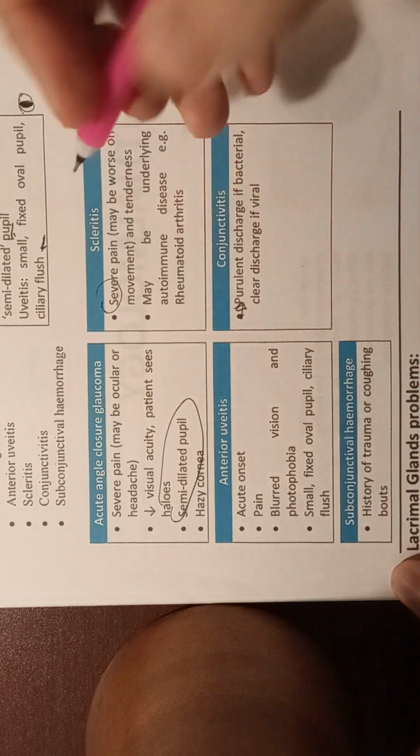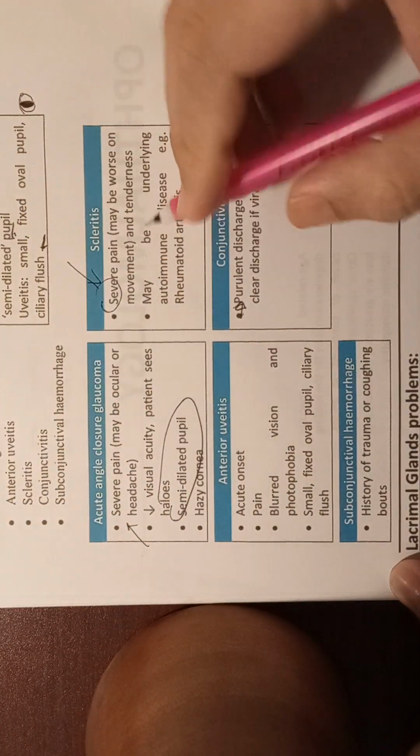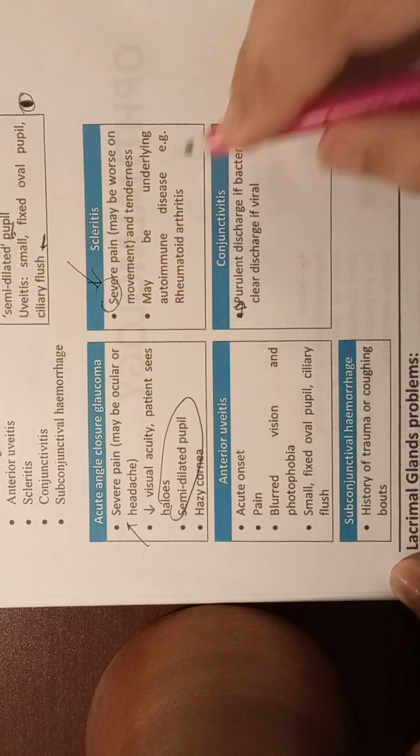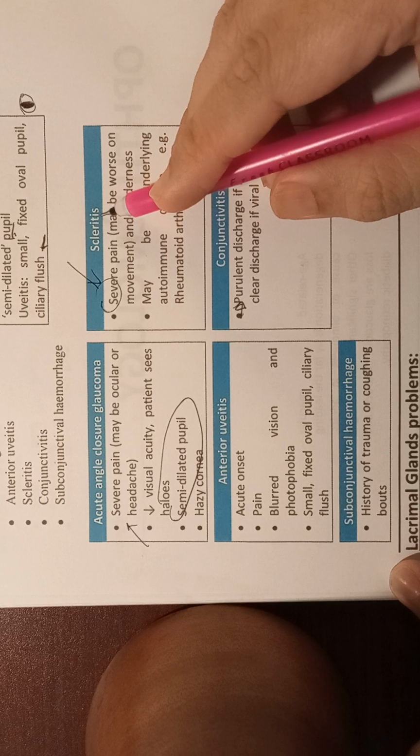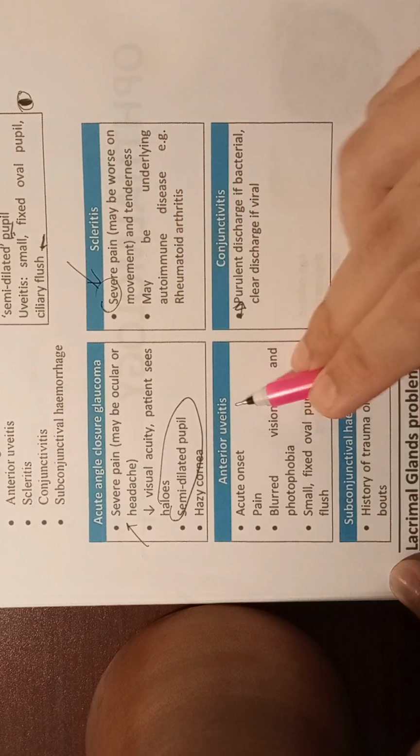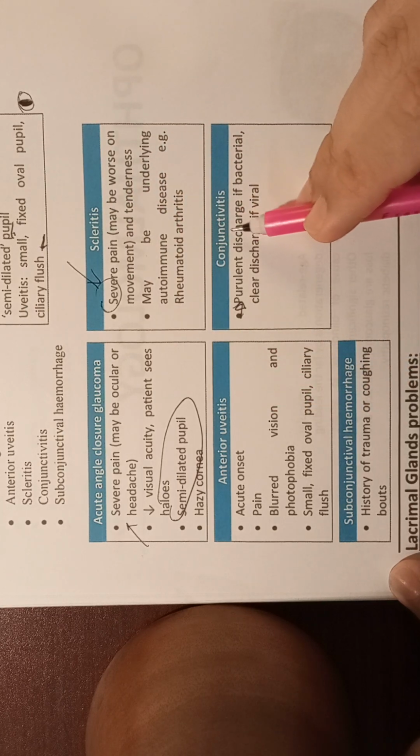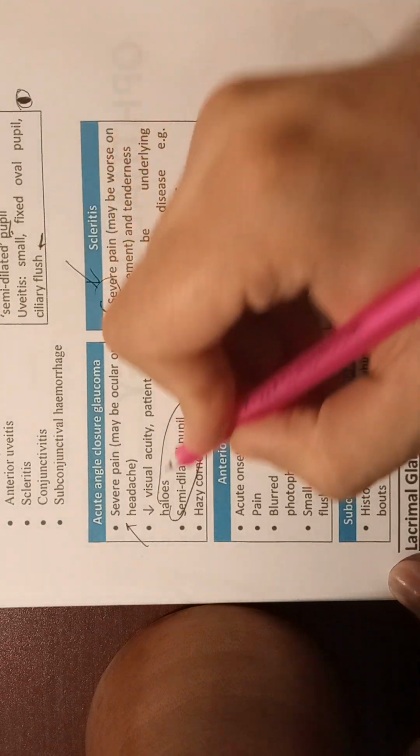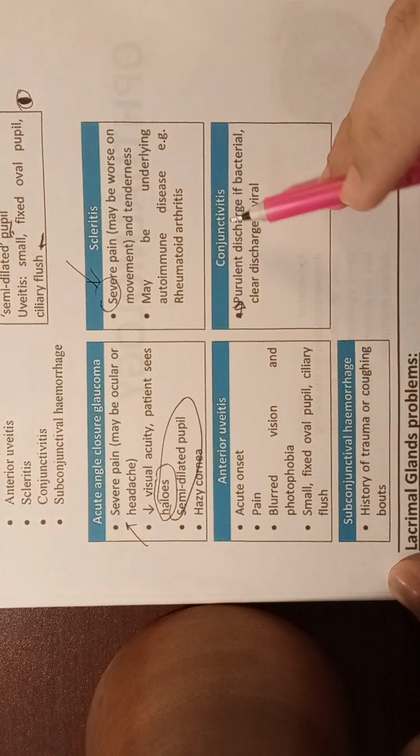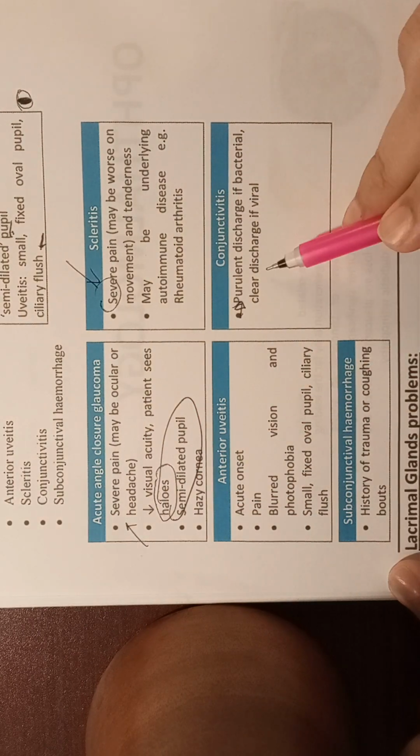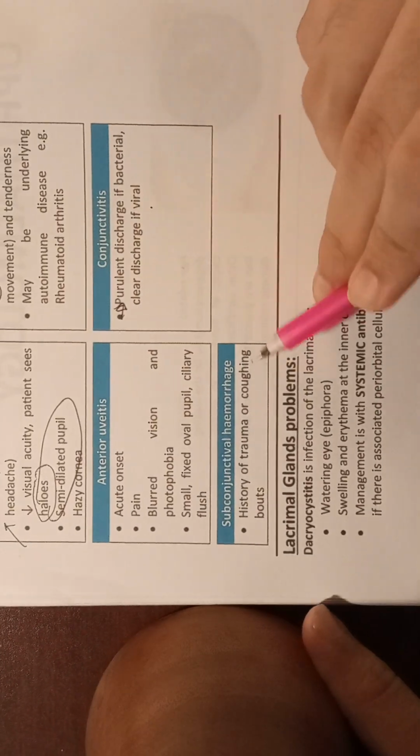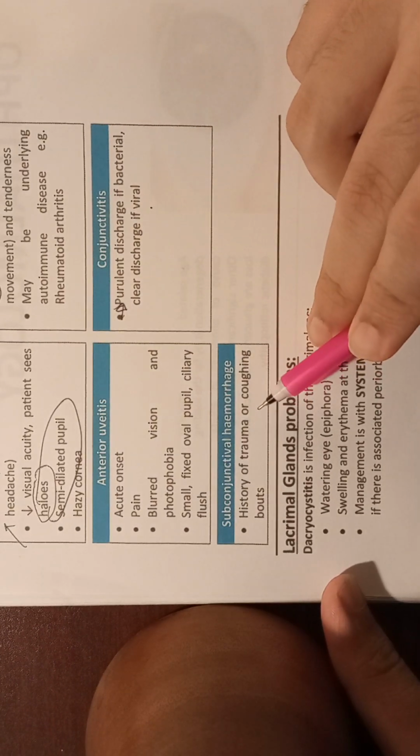Okay, for scleritis, there will be severe pain. So it's similar to acute angle closure glaucoma, severe pain. Maybe worse on the movement and tenderness, maybe underlying autoimmune disease. The inflammation of the sclera, uveal tract inflammation, and this is the conjunctival inflammation. So this too can be severe pain. Halos is something different here. Conjunctivitis will be purulent discharge if bacterial, and clear discharge if viral. And subconjunctival hemorrhage will be history of cough or trauma bouts.